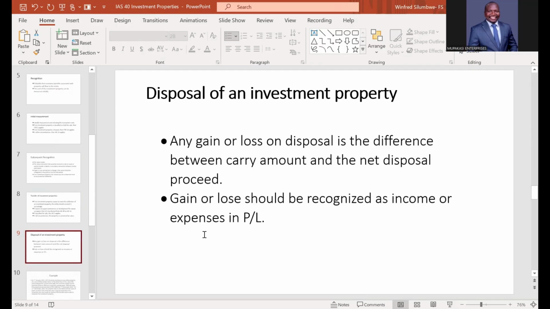Disposal of investment property. Any gain or loss on disposal is the difference between the carrying amount and the net disposal proceeds. Remember, we said you built this property at 100 million. You valued it at 150 million. That's what is sitting in your books of account. And then you sell it at 140 million. There's a loss of 10 million, and that's what you post as a loss. Otherwise, you post it as a gain or loss.